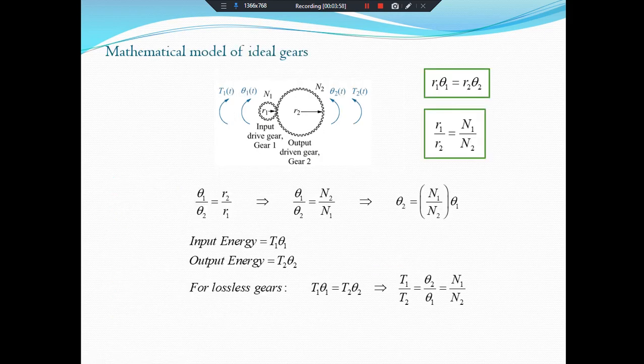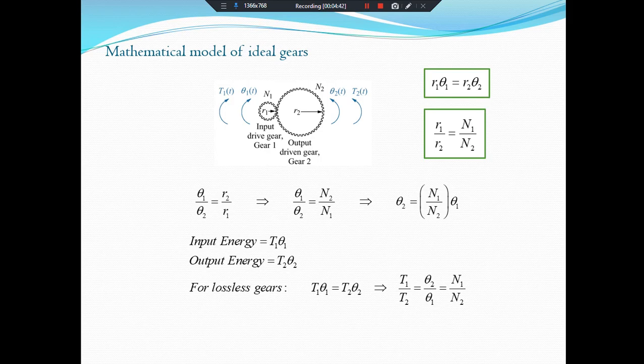Now we will find the equations for the input torque, output torque, input angular displacement, output angular displacement, and the number of teeth on the input gear and the output gear. Here we can see the distance traveled along each gear. The circumference will be the same, so R1, the radius of the input gear, times the angular displacement of the input gear will be equal to R2, the radius of the output gear, times the angular displacement of the output gear.